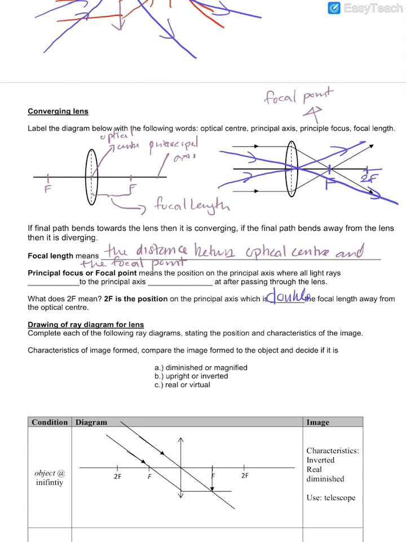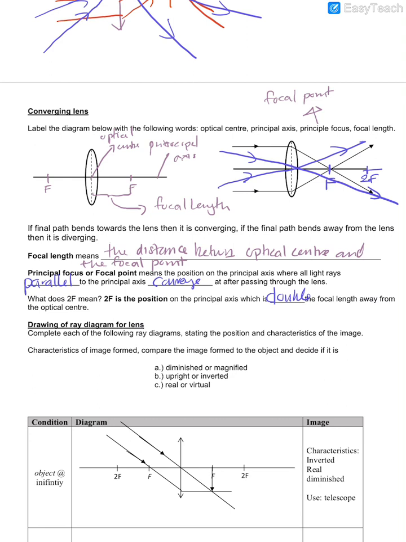So let's fill up these blanks here. Focal point means the position on the principal axis where all light rays parallel to the principal axis converge after passing through the lens. So those are your definitions. Your definition is not going to be as important as knowing how to draw your light ray diagrams, and then to describe the image as well.